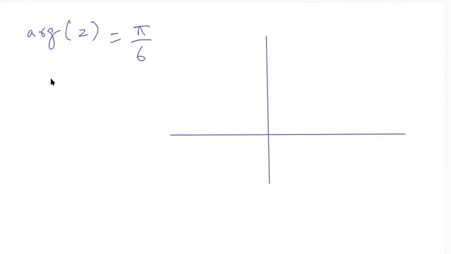ये आपकी Argand diagram है. This is your real axis, this is your imaginary axis. Now if the argument of z is pi over 6, what does that mean? Where can this point lie? It can be anywhere on this line, the line that makes angle pi over 6 with the horizontal.